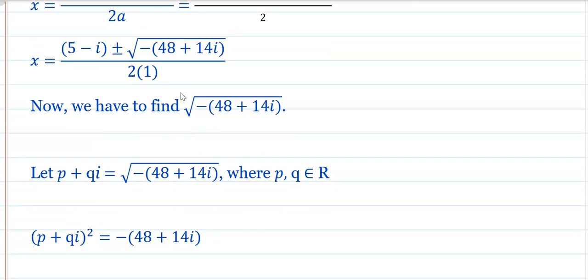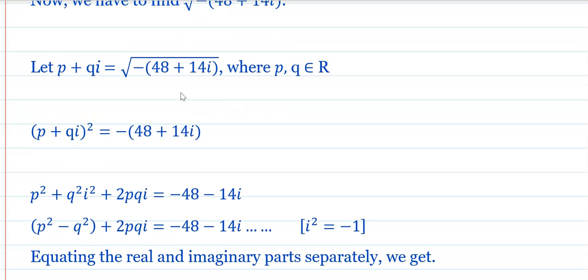Let that be equal to p plus qi. Squaring on both sides, you will get (p plus qi) square is equals to minus 48 plus 49. Expanding: p square plus q square i square plus 2pqi. Now i square is minus 1. Therefore, p square minus q square is the real part, and 2pqi is the imaginary part.